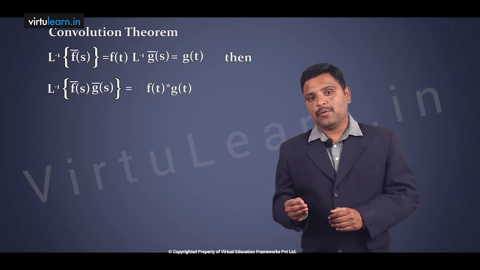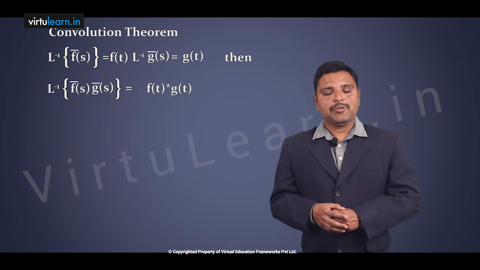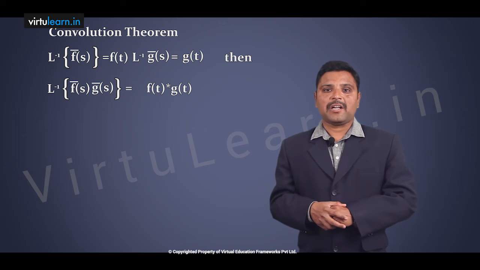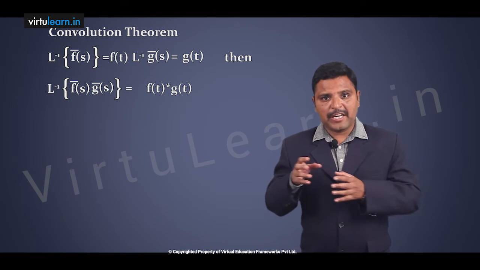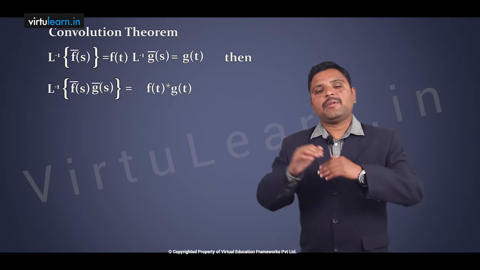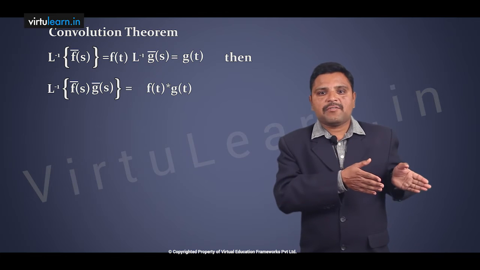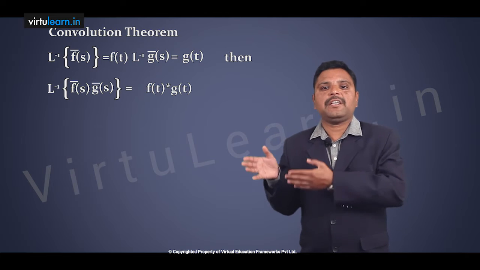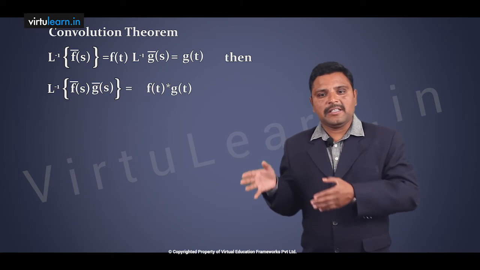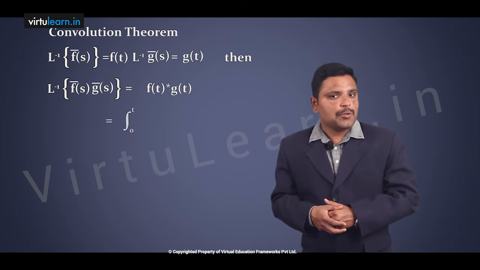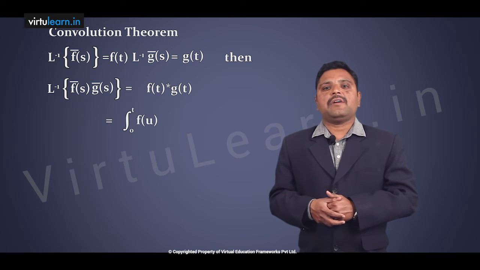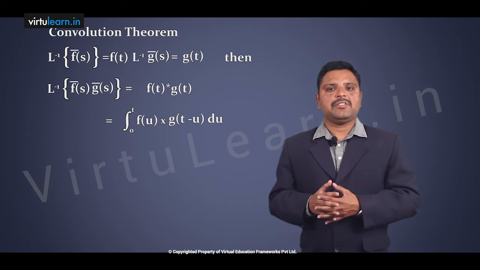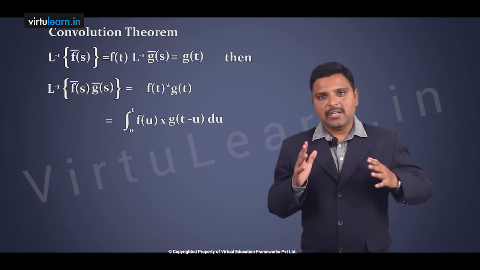But before applying this theorem, you need to calculate L inverse of f bar of s and L inverse of g bar of s. Once you get f of t and g of t, the answer is L inverse of f bar of s into g bar of s equal to f of t star g of t. Then that can be written as integral 0 to t f of u g of t minus u du. From that integration you can calculate very easily. Now this is nothing but the convolution theorem.